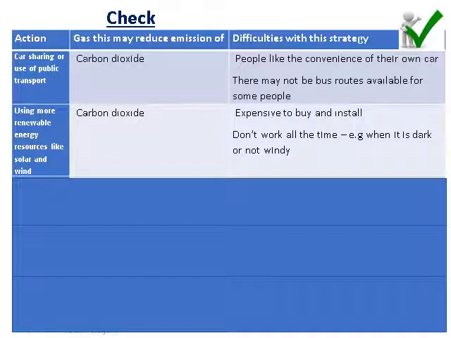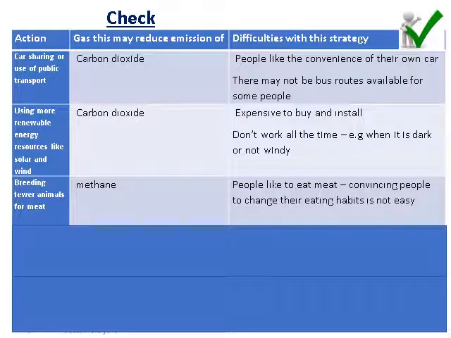Using more renewable energy, for example, solar, wind, tidal, reduces carbon dioxide. But the issue with it is solar panels and wind turbines especially are very expensive. And you can't use them all the time like you can use fossil fuels, which is a problem.